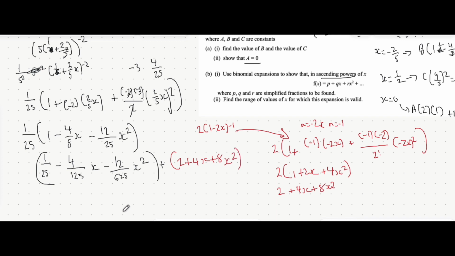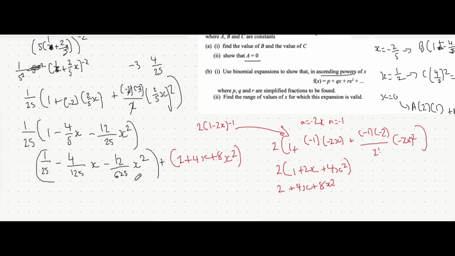Almost at the end now. Now we collect like terms. 1 over 25 plus 2 over 25, that's just 51 over 25. Minus 4 over 125x plus 4x. Okay, let's do minus 4 over 125 plus 4 on our calculator, and we get 496 over 125. That's 4 plus 496 over 125x.